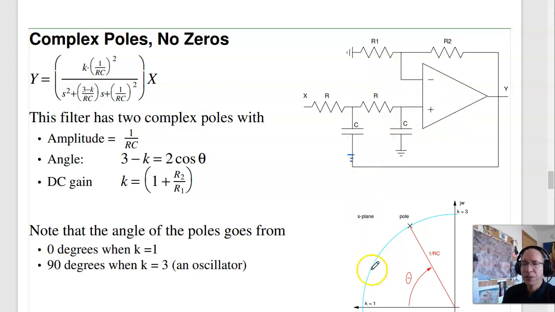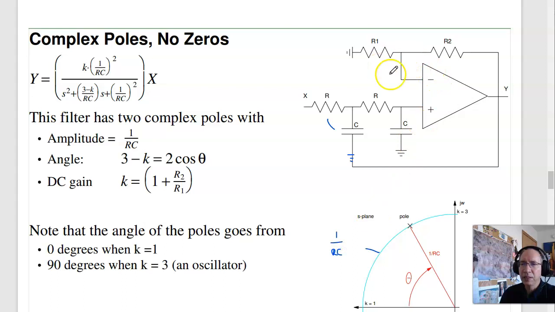If there is no feedback, I'm on the real axis with real poles. Add feedback, and I start moving in the complex plane. These poles shift out, and eventually I go unstable. If you grind out the equations for this circuit, it winds up being this. What happens is, 1 over RC sets the amplitude. That's this guy right here.